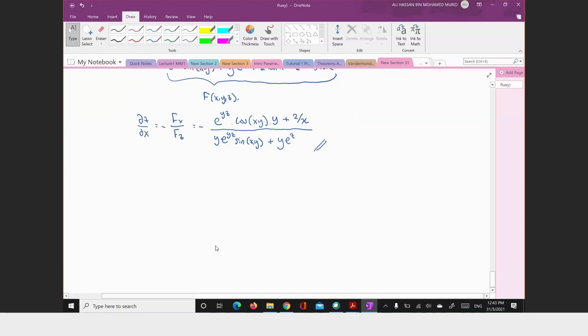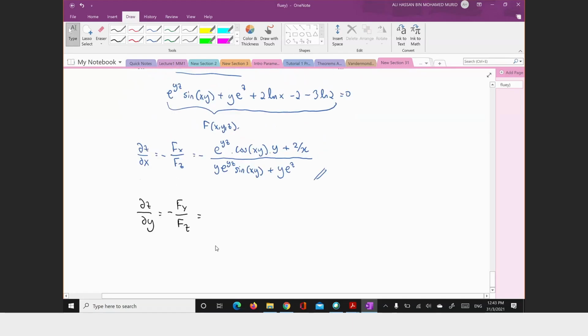Let's suppose it is required to find z partial y. The question here did not ask for z partial y, but let's try. It's equal to f partial y divided by f partial z. What is f partial y? e to the power of yz, cos xy.